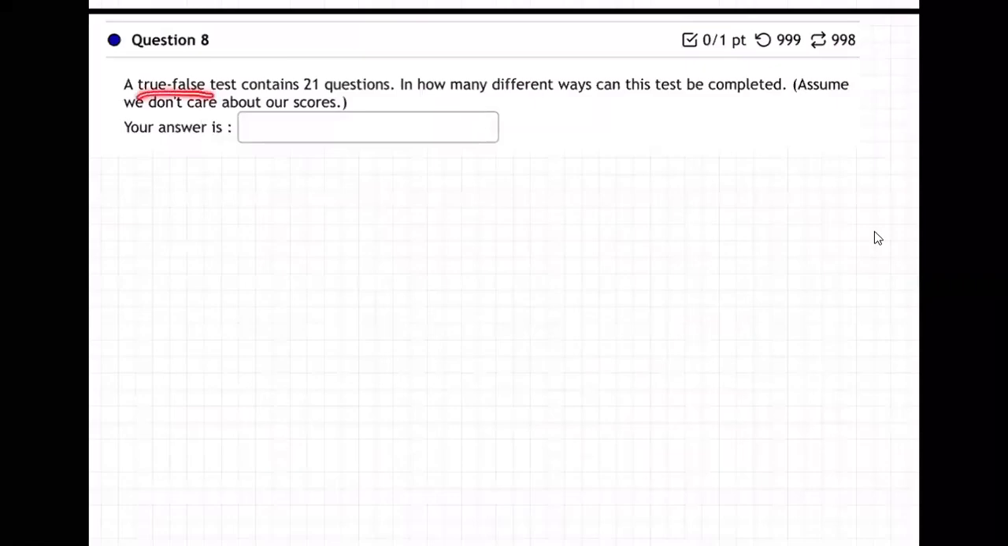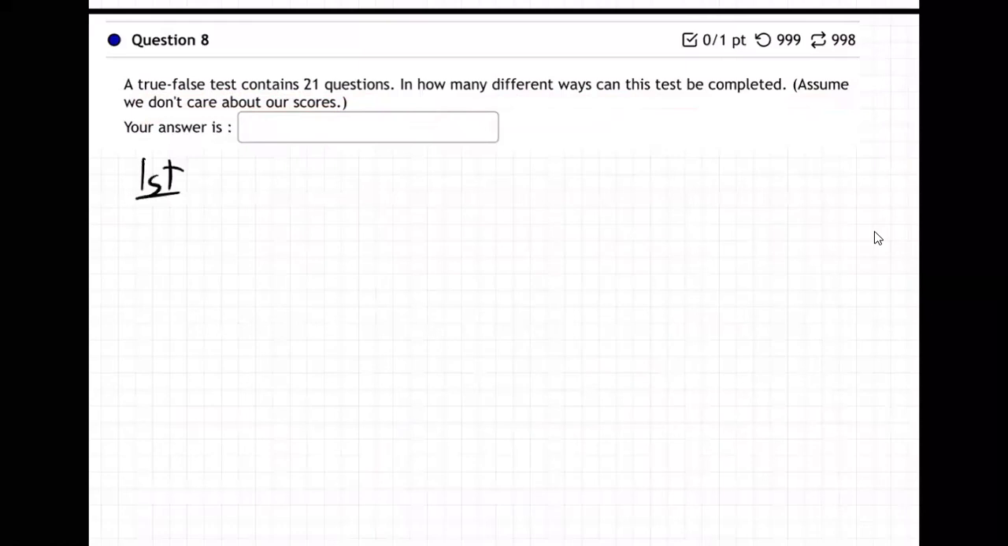So number 8 here, a true-false test contains 21 questions. In how many different ways can this test be completed? You know, assuming we don't care about our score, just how many different ways? Well, basically, the way we do this problem is going to be decisions.